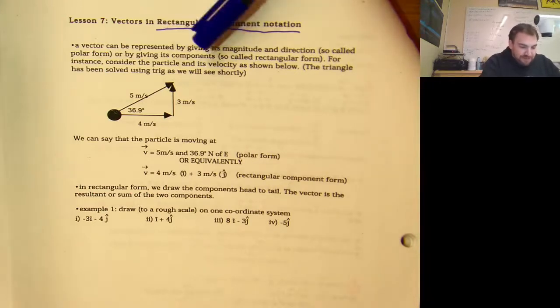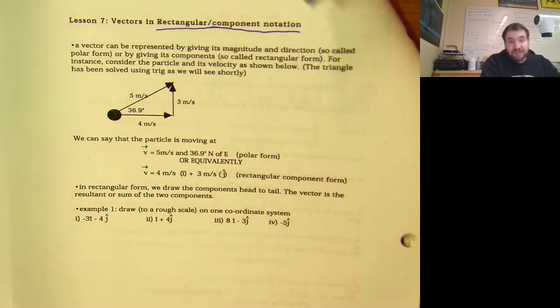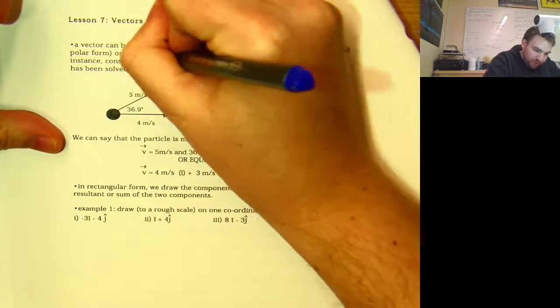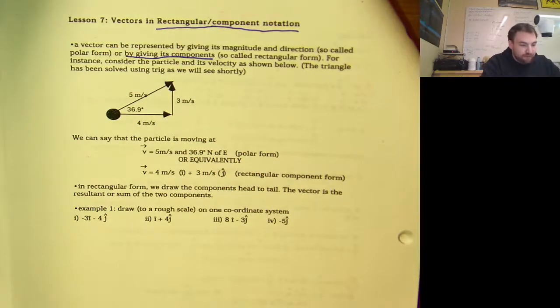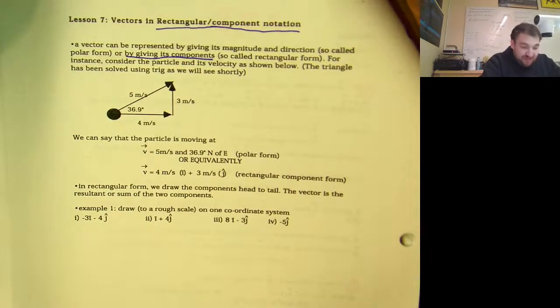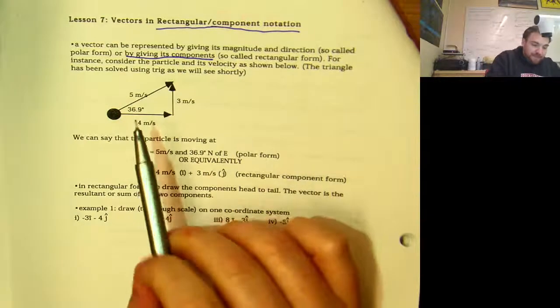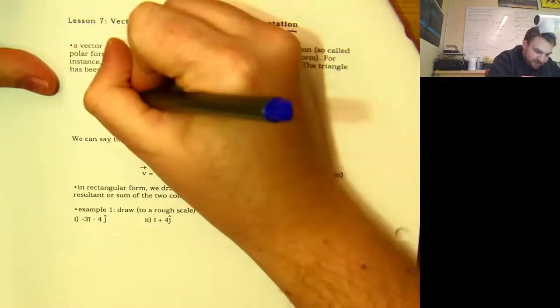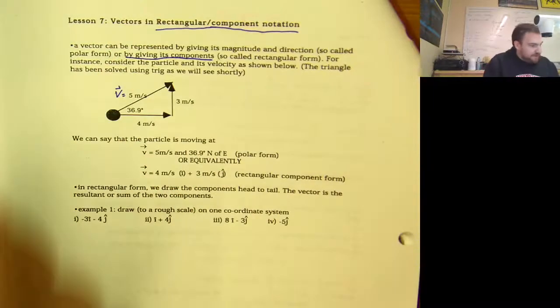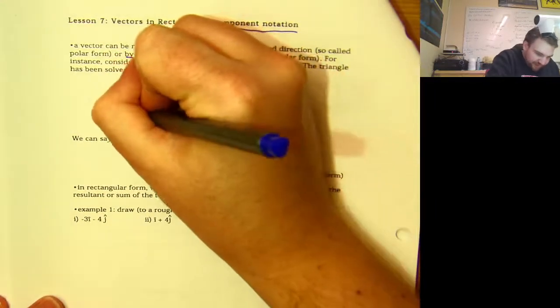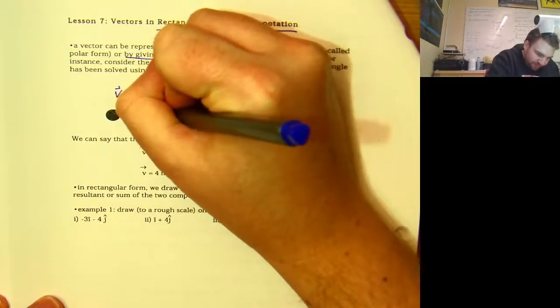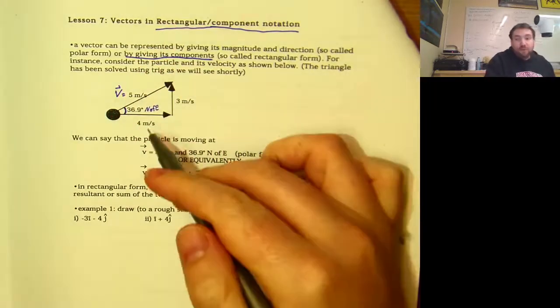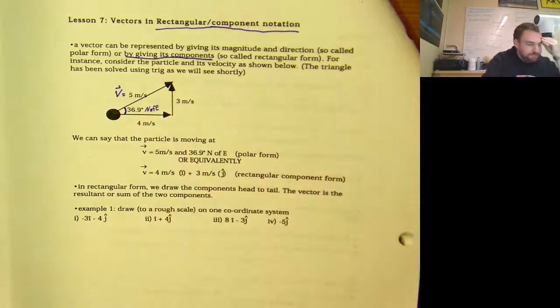So a vector can be represented by giving its magnitude and direction. That's polar form. So it's this long and it's this angle. Or you can use what are called components. So we're going to look at breaking polar form up into rectangular form. For instance, considering the particle and its velocity shown below. This is the velocity. There's my v, is 5 meters per second. There's my angle. This is north of east. Or you could say that this is above the horizontal. There's a couple different ways you can quote that.